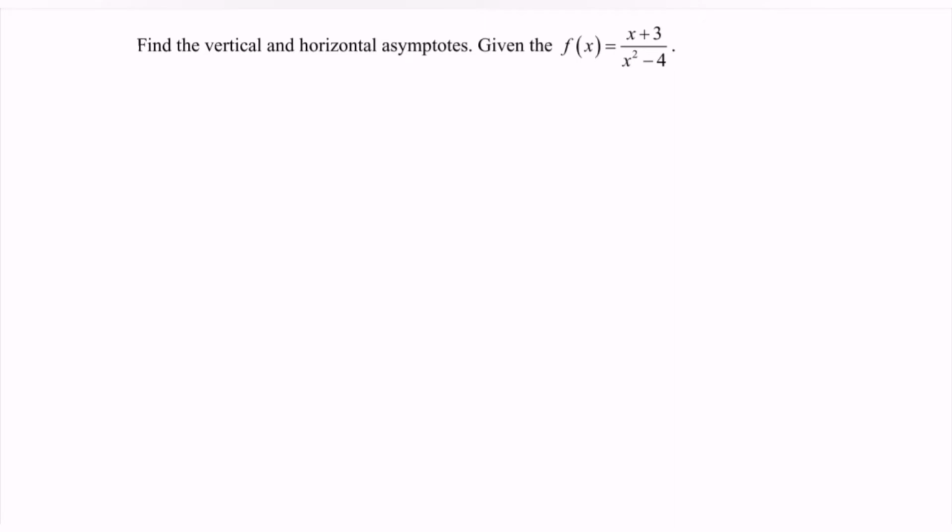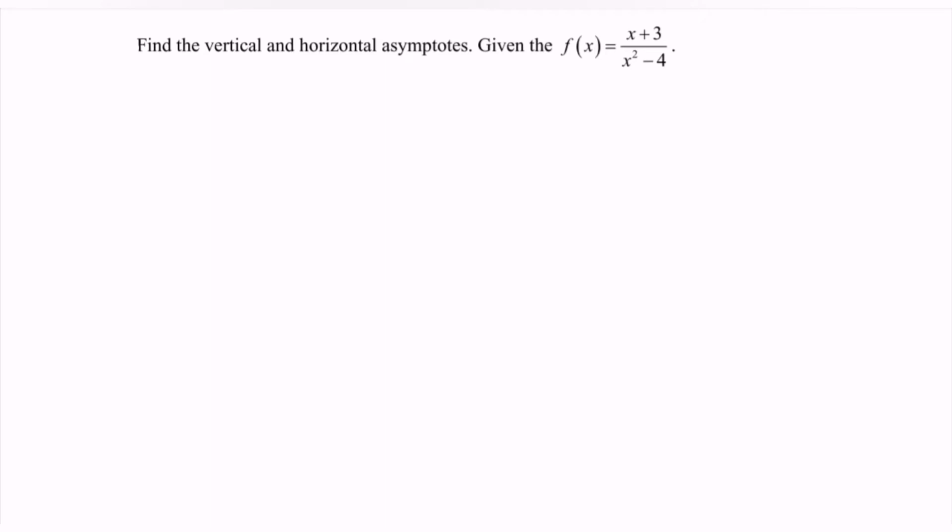Hello everyone, in this video I'm going to discuss the example for the topic limits. Find the vertical and the horizontal asymptote given that the function equals x plus 3 over x squared minus 4.